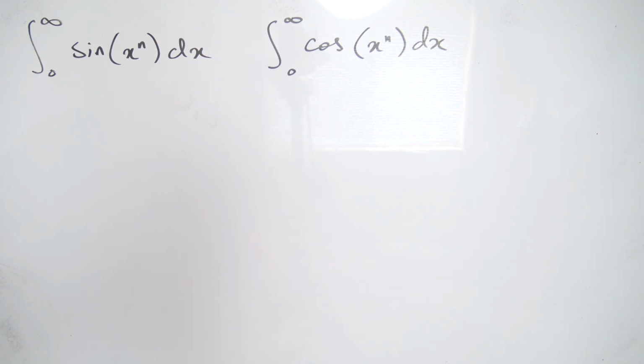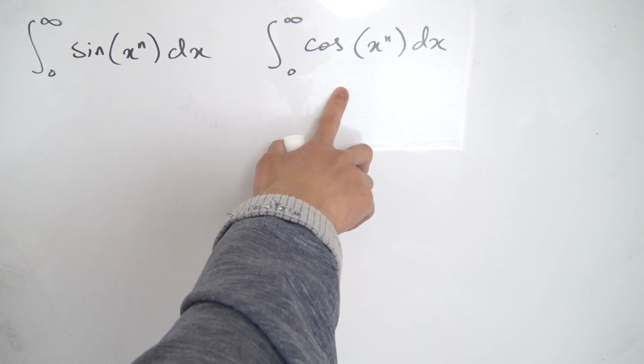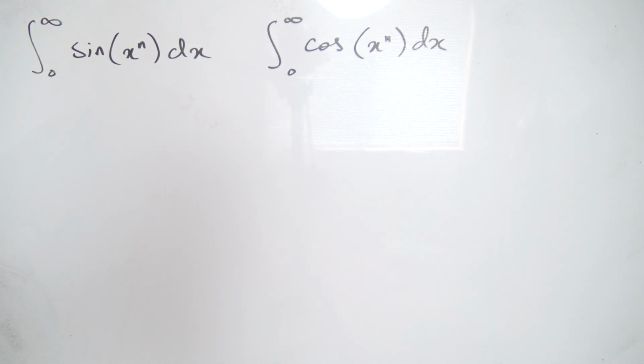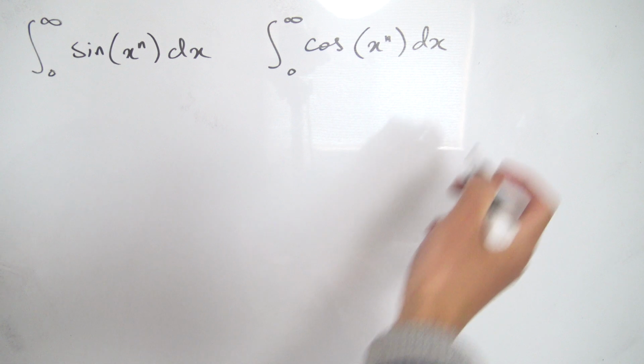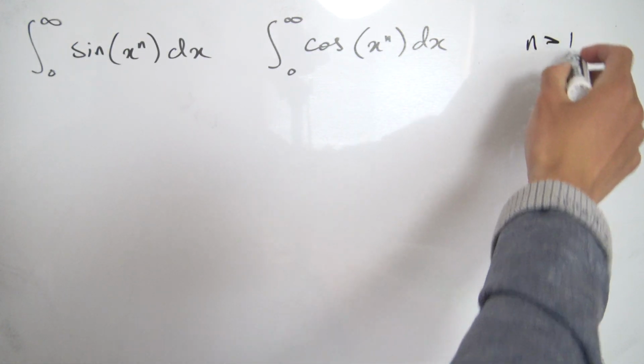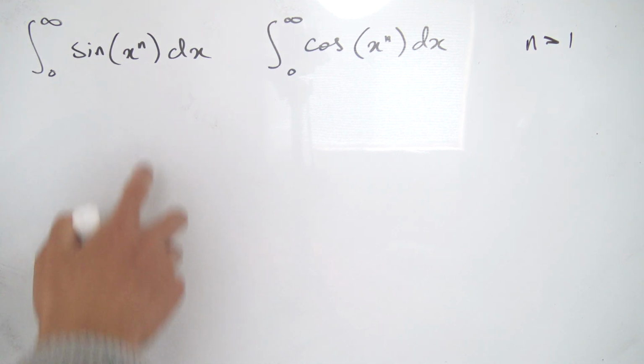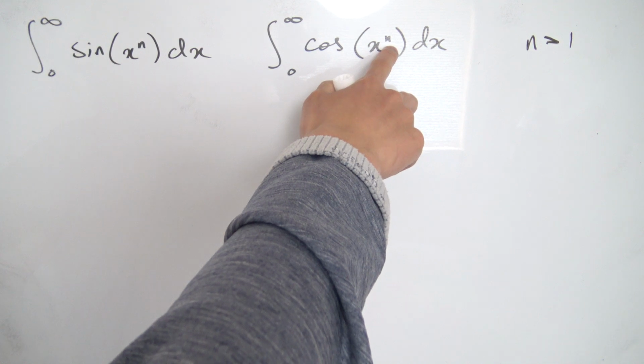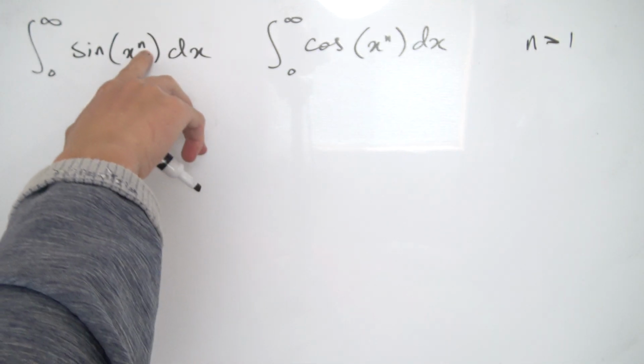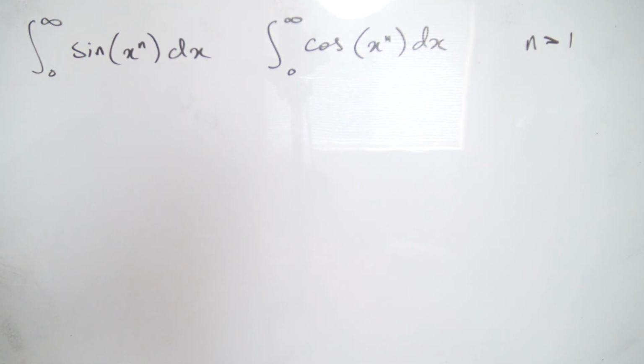Greetings everybody, and today we're going to be evaluating these two improper integrals, the integral running from 0 to infinity of sine of x to the n as well as cosine of x to the n, where n is any real number that's greater than 1. I'll just call these generalized Fresnel integrals, because the Fresnel integrals are the case where n is equal to 2, but here we're having any power of n that's greater than 1.